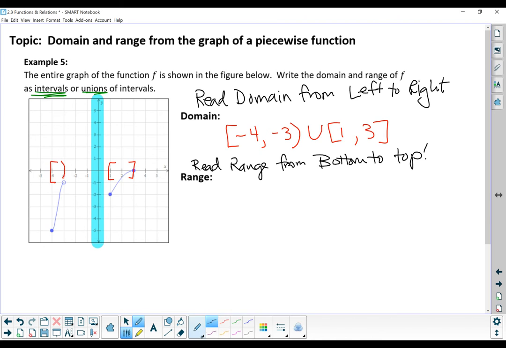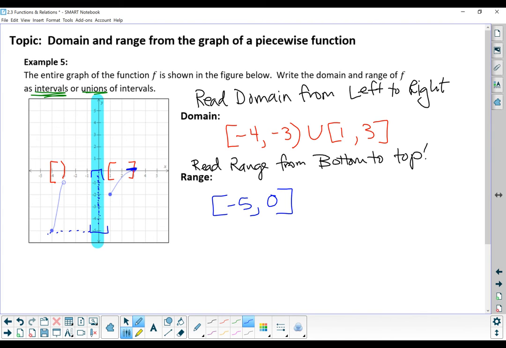So our lowest value on our function is this one, and it's at -5. It's a closed circle, so we want to use a bracket there. And then the function is represented all the way up until here. This is the highest point. That's also a bracket, and it's at the value 0.